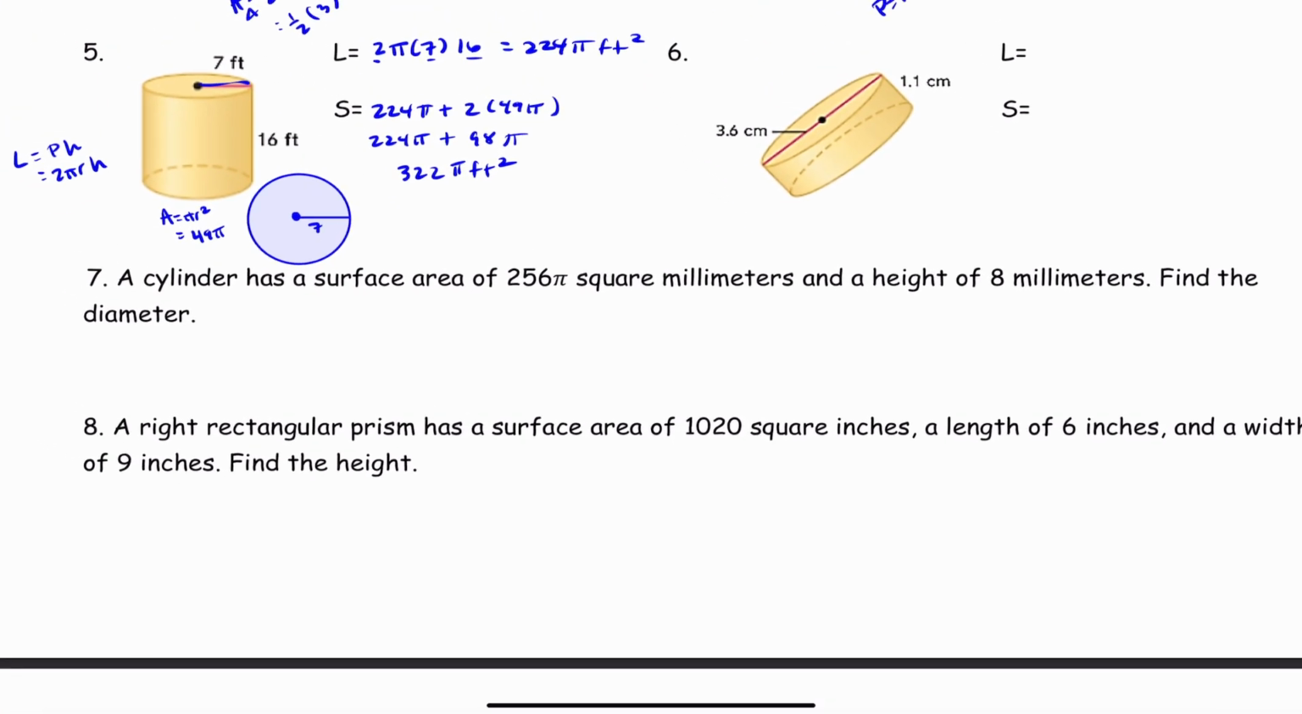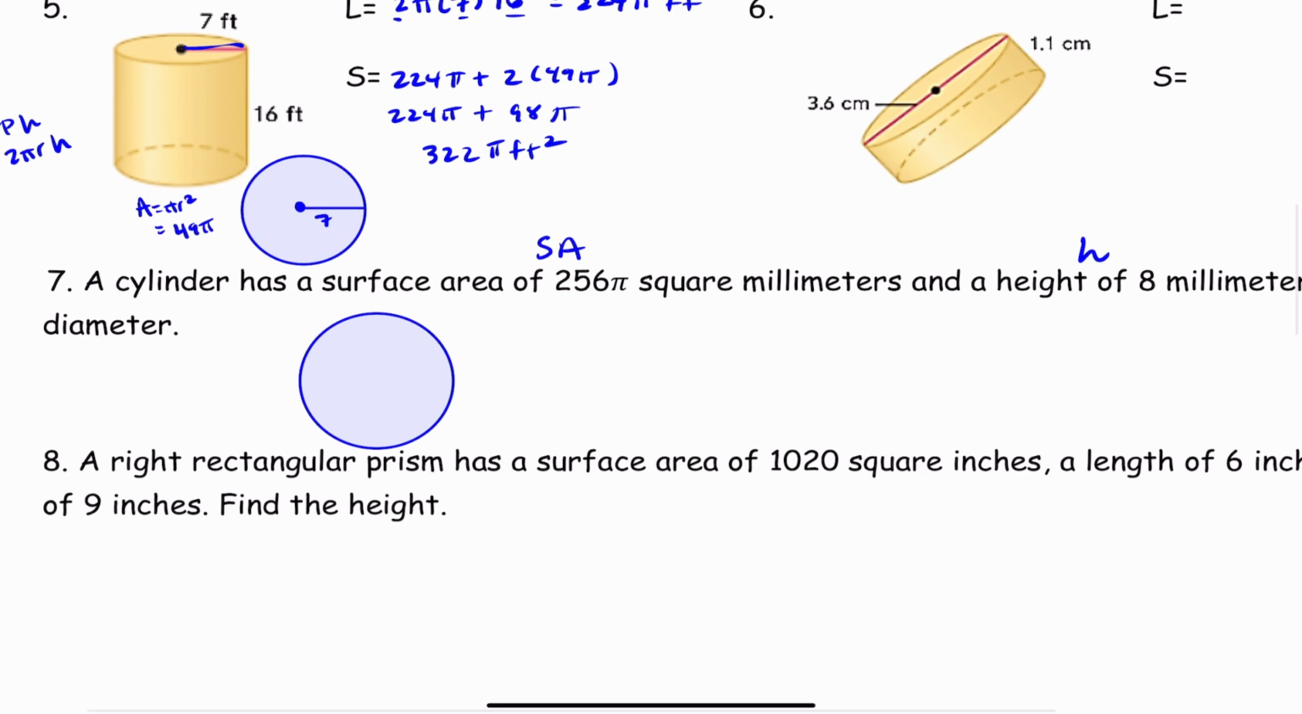You're going to do 6, and I'm going to do 7. A cylinder has a surface area of 256 pi square millimeters and a height of 8 millimeters. Find the diameter. Okay, so without me having to draw a cylinder, of course, we can look at these two pictures here for reference, but we know for sure that the base of a cylinder is a circle. So if it's dealing with a surface area of 256 pi square millimeters and a height, okay, well, the height is given and the surface area is given.